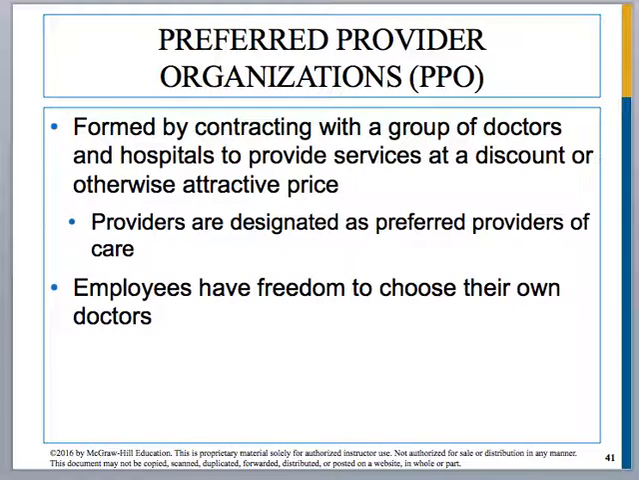Now, a PPO is your preferred provider organization, and is formed by contracting with a group of various doctors and hospitals who will provide services at a discount or at what can be seen as an attractive price. And they're designated as preferred providers of care. And so at that point, you have a freedom to choose your own doctors. And most times, guess what? Your doctor follows in line with that. Your doctor accepts that insurance, and their insurance acknowledges, and they have a relationship and contract with that doctor.